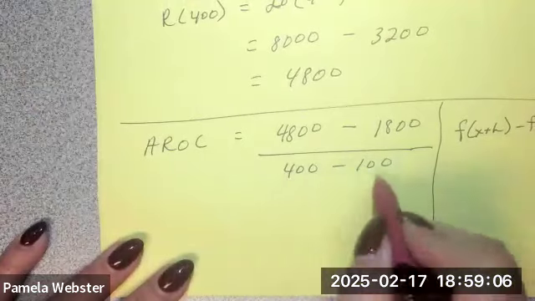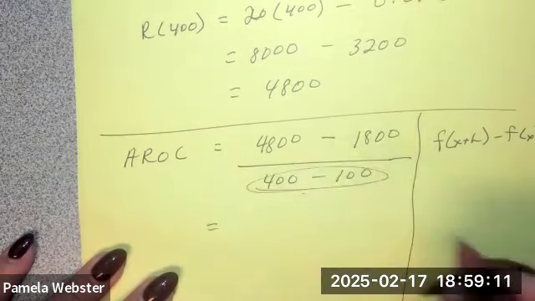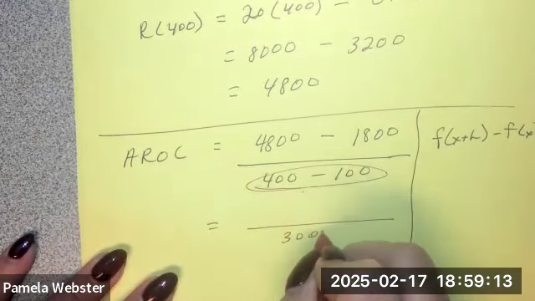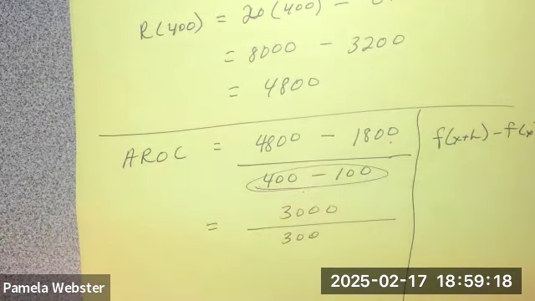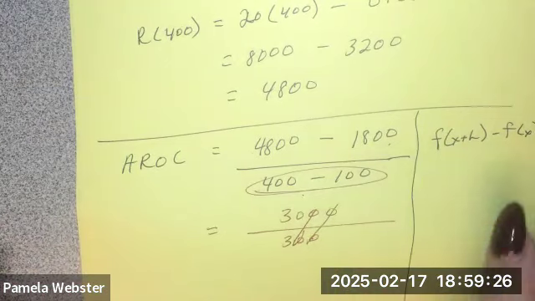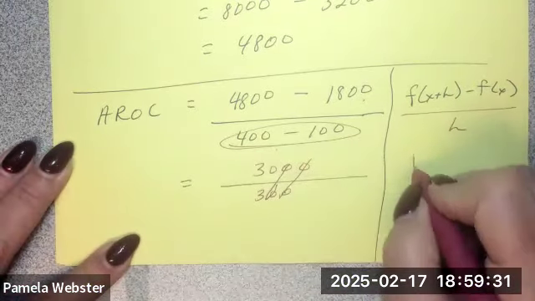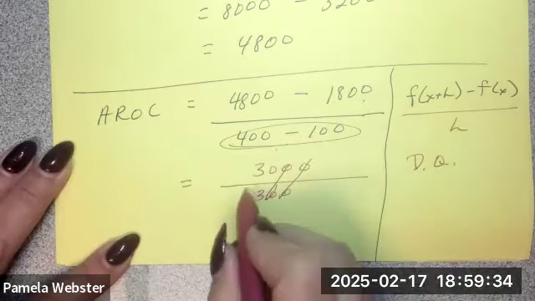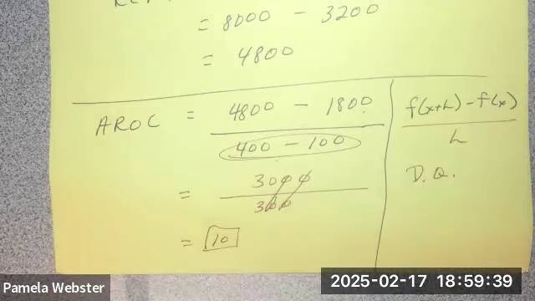And now look what I'm doing here on the bottom. 400 minus 100. Sure enough, I'm going to have 300 on the bottom, right? And this actually works out very nicely because 4,800 minus 1,800 on the top, that's 3,000, and I can get rid of 2 zeros, right? So this is 30 divided by 3. Oh, I'm sorry, that was all over h. Let me finish that. This is my difference quotient. 30 divided by 3, and we know 30 divided by 3 is a 10. So the average rate of change there is a 10.